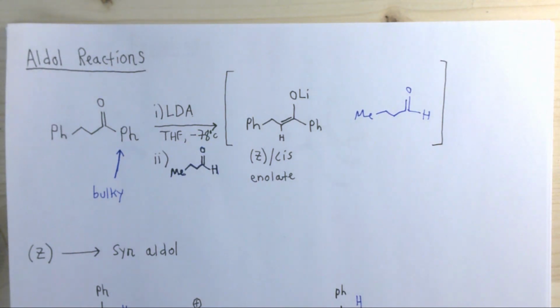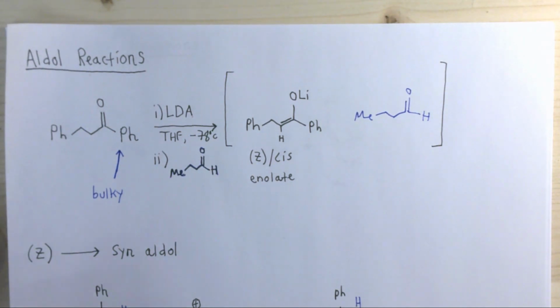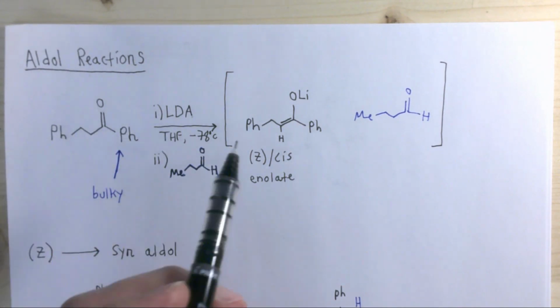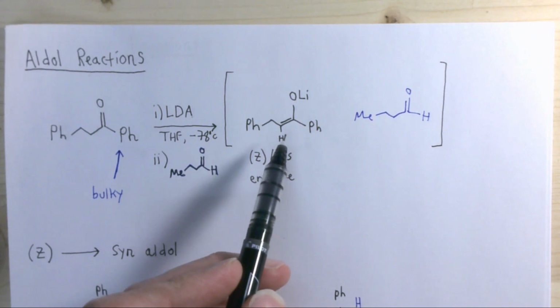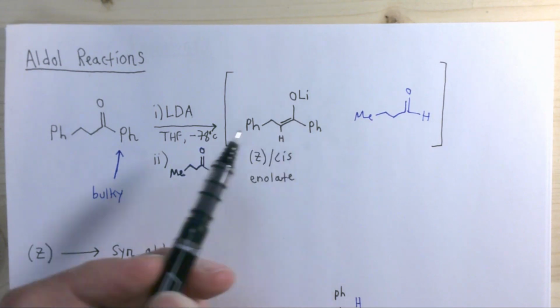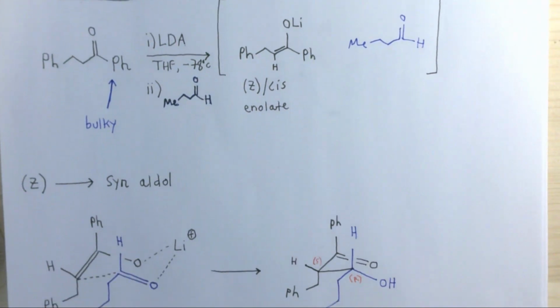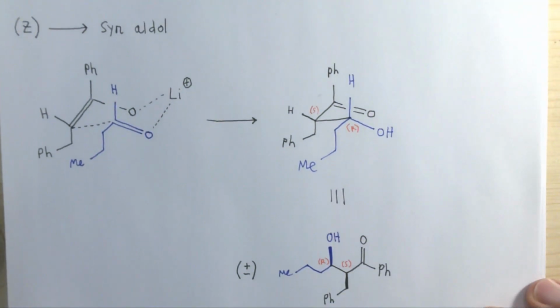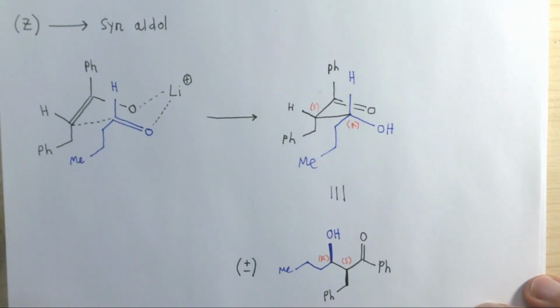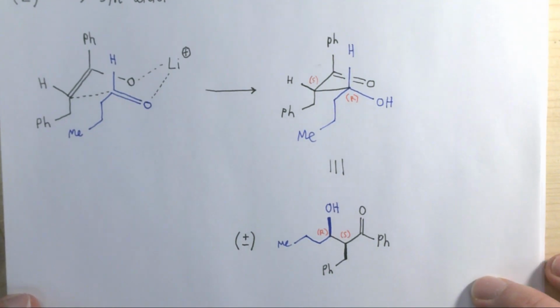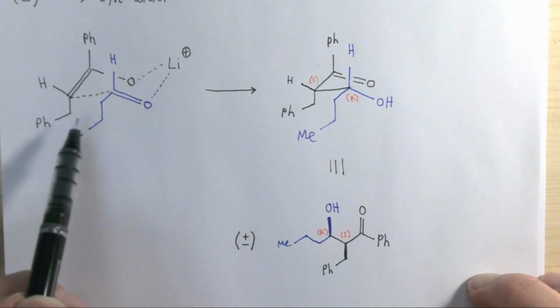I'm back here to talk about what happens when we make our Zimmerman-Traxler transition state have stereocenters already existing in some element of it. So I have here the example that we just looked at. When I have this ketone right here, I've got a bulky group, I form the enolate, and it's going to be a cis type enolate because of that bulky group. And I'm reacting this with this aldehyde here, and we saw in this reaction that because it's a Z enolate, we're going to get the syn-aldol product, and this was my Zimmerman-Traxler transition state right here.